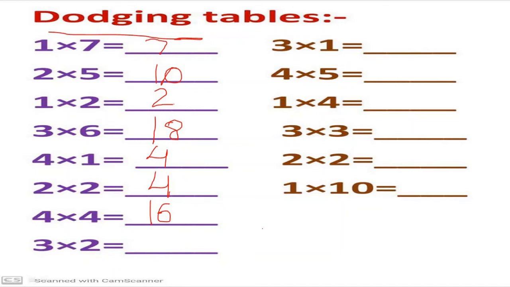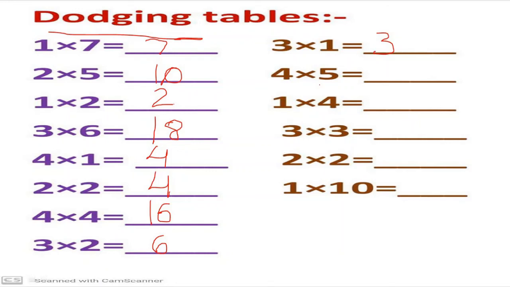As we have learned tables 1 to 4 till now, I have written the dodging table of tables 1 to 4 only. So, 3 twos are, 3 ones are 3. 3 twos are, what will come? 3 twos are 6. Okay? Done? Next is, 3 ones are, what will come? 3 ones are 3. Very good.